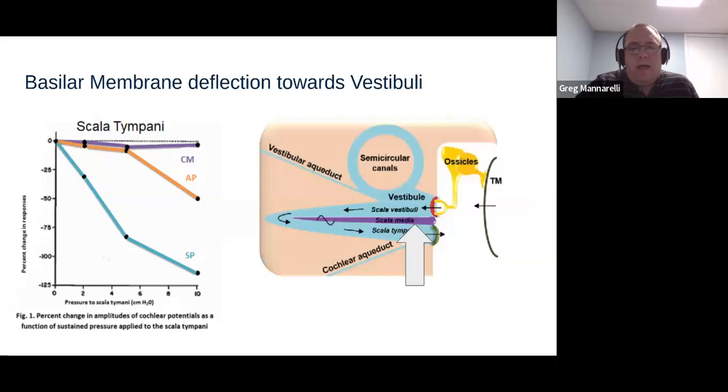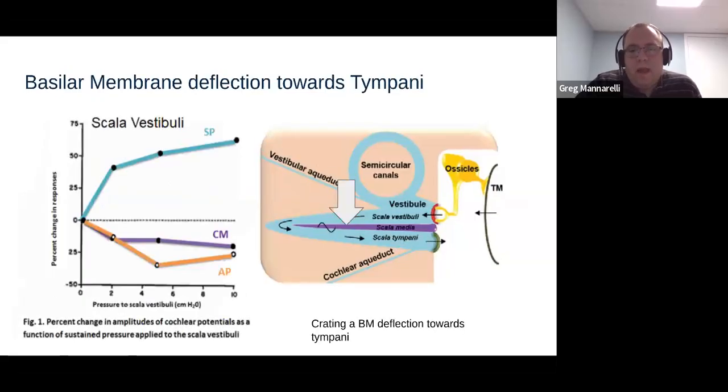And so this is a little bit interesting. When they applied pressure to the scala tympani, thus deflecting the scala media up towards the vestibule, they saw decreases in the SP and the AP likewise. And then when they applied pressure to the scala vestibuli, deflecting the scala media away from the vestibule, is when we see the SP and AP increasing.